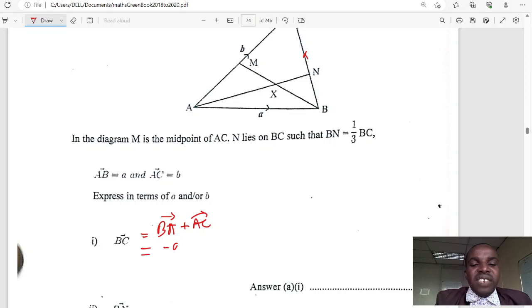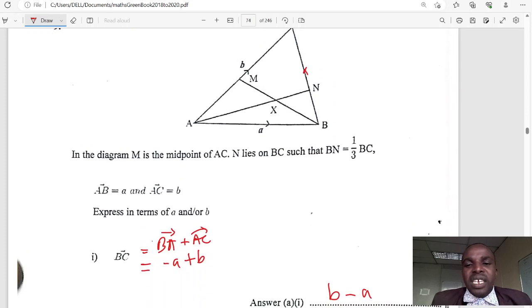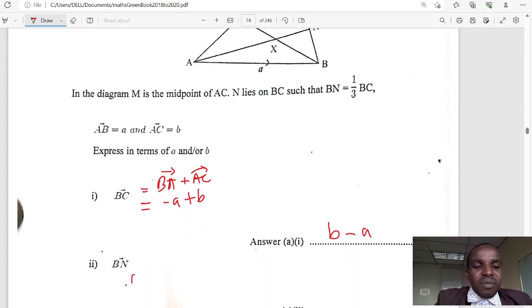BA is what? It's negative A, because it's against the arrow. Whenever it's against the arrow, it's actually negative. So you can say B minus A, start with the positive. Then BN. BN is 1/3 of BC, which is 1/3 of B minus A. So you remove the bracket: 1/3 B minus 1/3 A.